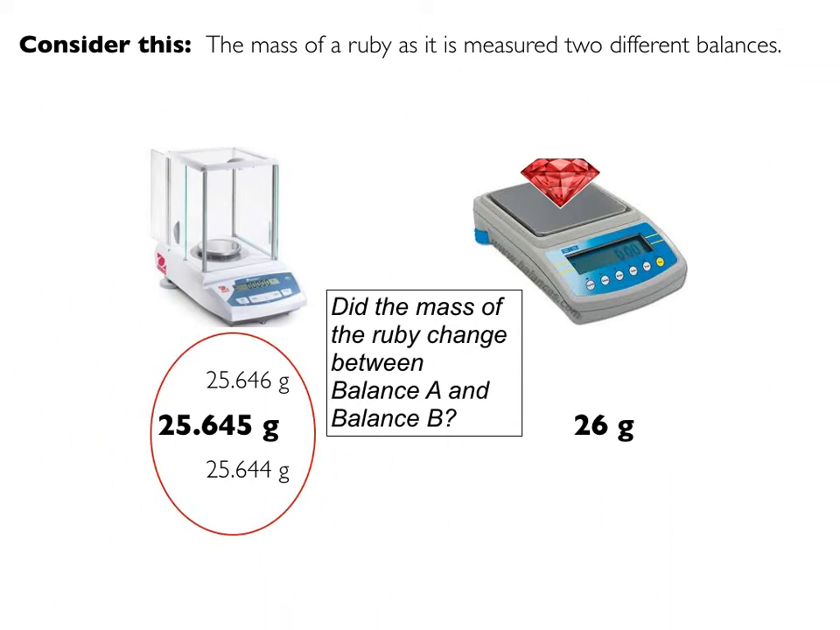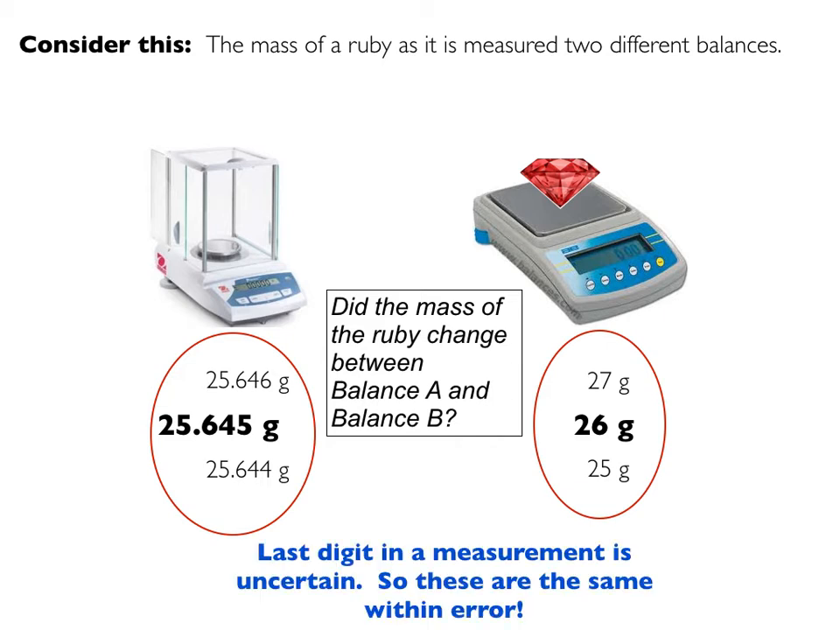In the first case, that 25.645, that's 5 significant figures, we're seeing the uncertainty is in that thousandth place of the measurement. Whereas in the right balance, this is somewhere between 25 and 27 grams. That uncertainty is in that first place of the measurement. So within error of measurement, these measurements are in fact the same, which we know they should be. The last digit is our uncertainty. That's what we're trying to express with these significant figures.